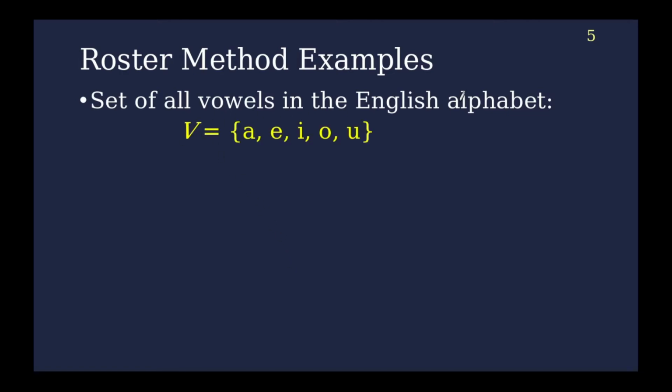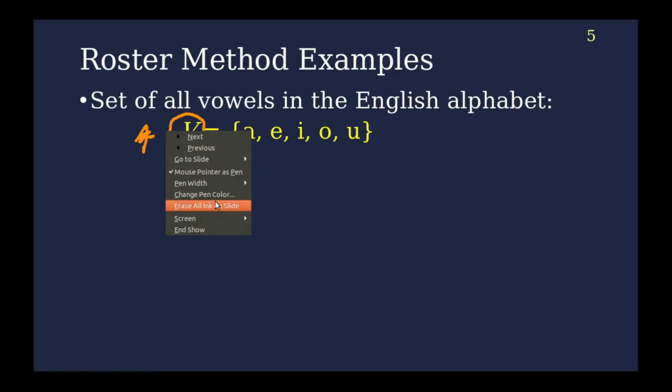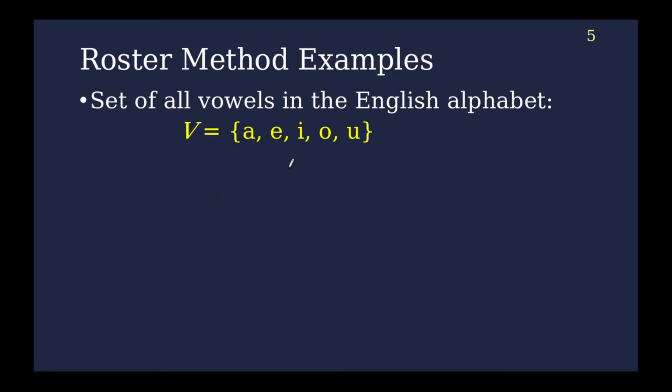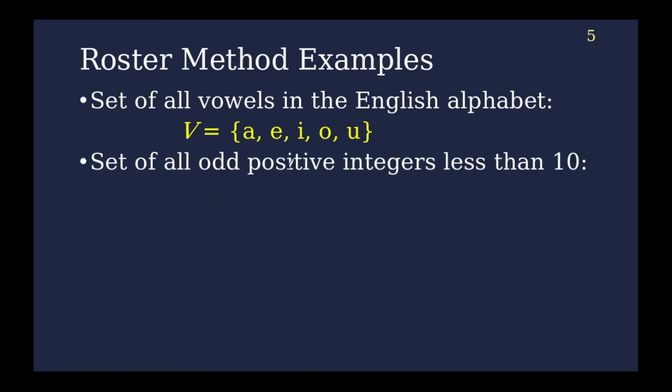The set of all vowels in the English alphabet can be described as set V equals to... You can use any letter to name the set, but you should use a relevant letter. As this is a set of vowels, we are using V here. If you use A or O or S, that will not make any sense. Whenever we are naming variables, classes, or objects, there should be some relevance. So V equals to A, E, I, O, U is the set of all vowels.